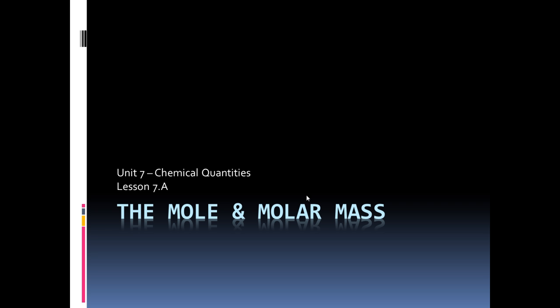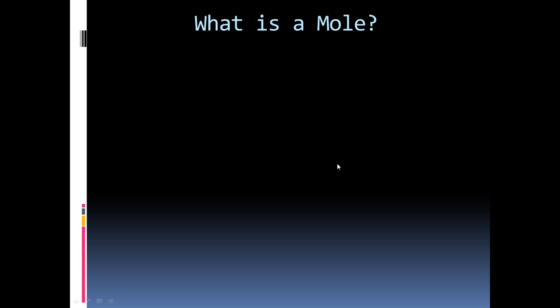So this lesson covers the mole and molar mass, and for this lesson you want to have a calculator and a periodic table handy. So what is a mole? You might have heard of a mole before in terms of a small furry animal or a dark spot on your skin, but this is going to be the chemistry definition of mole.